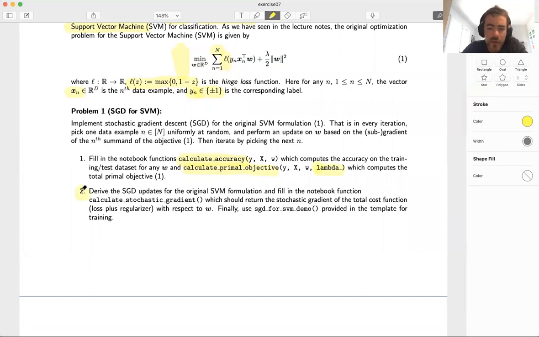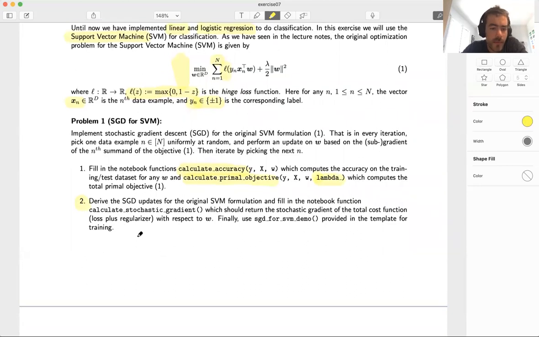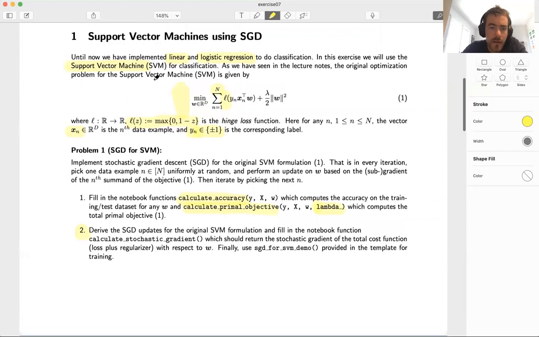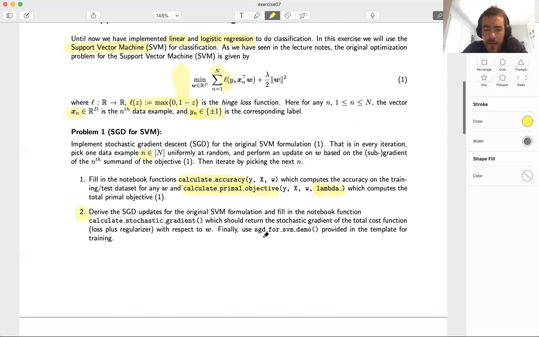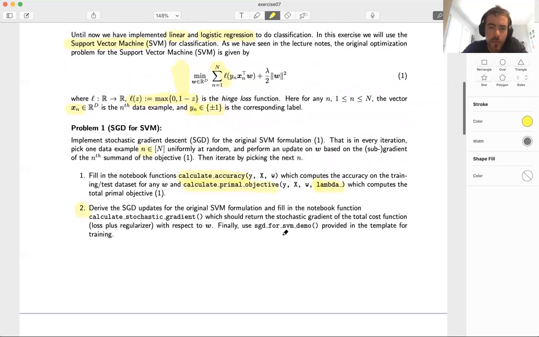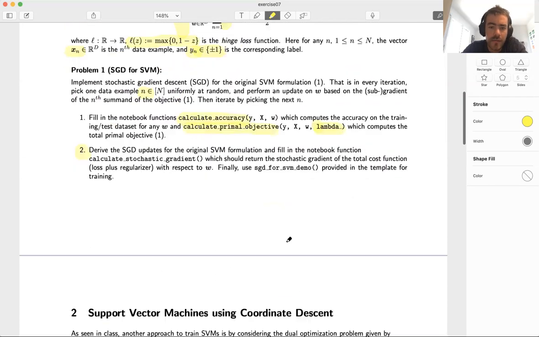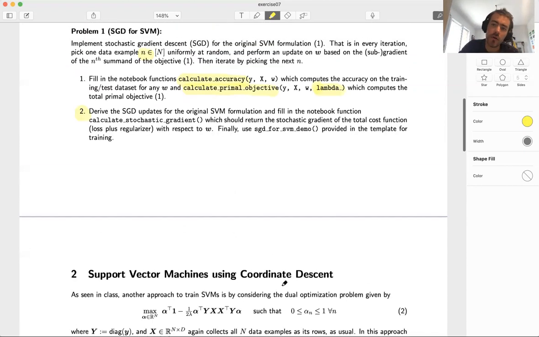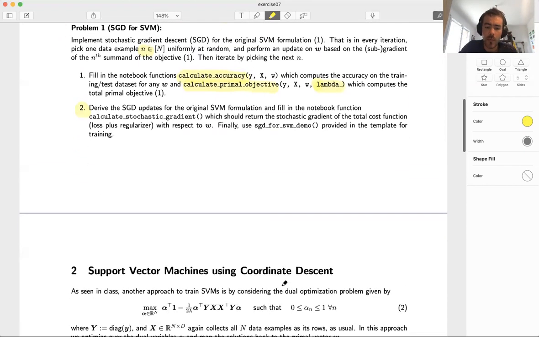And then for question 2, you need to implement 2 SGD functions. One is just for a given data example small n, it gives back a stochastic gradient. And then there's the SGD for SVM demo, which performs SGD on the objective 1.